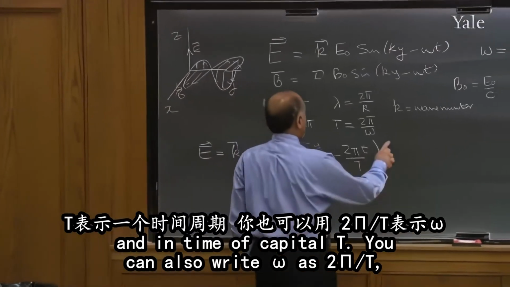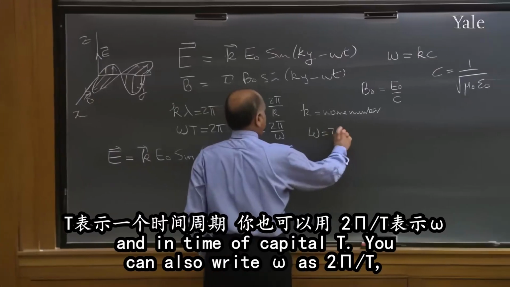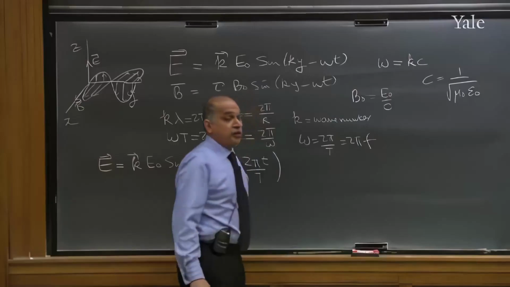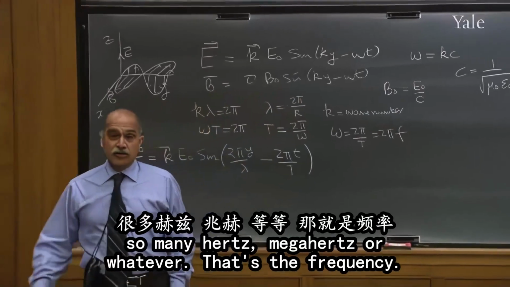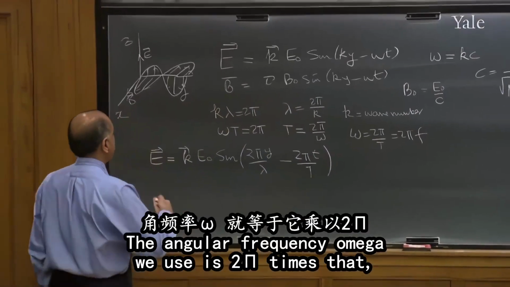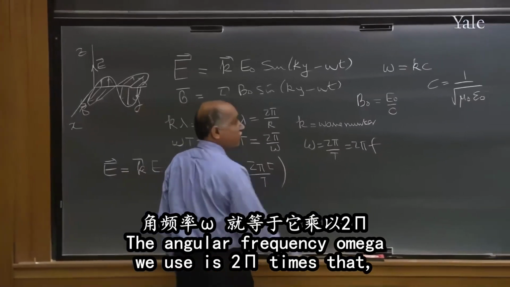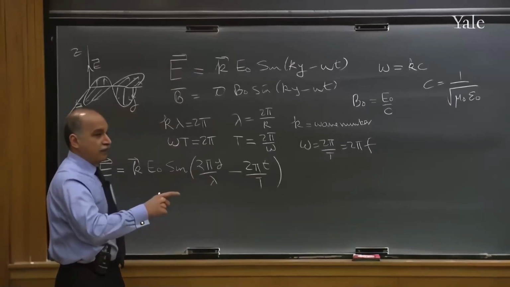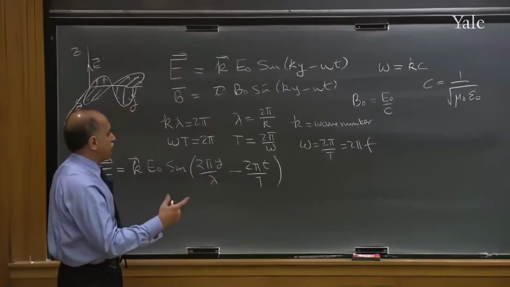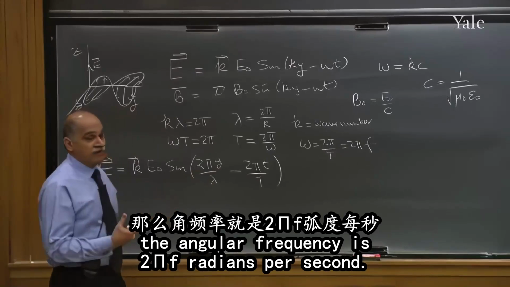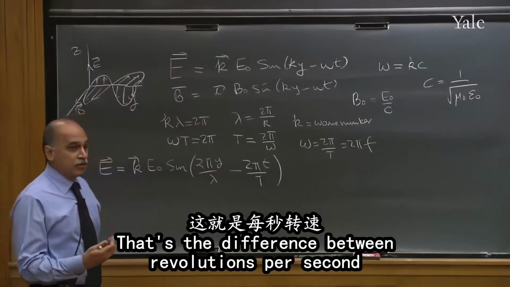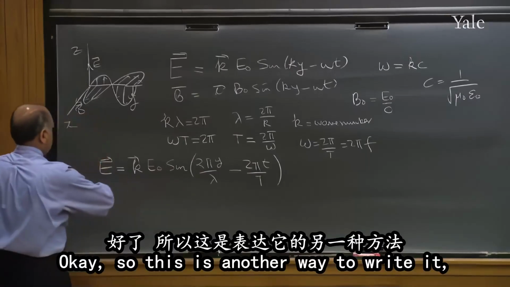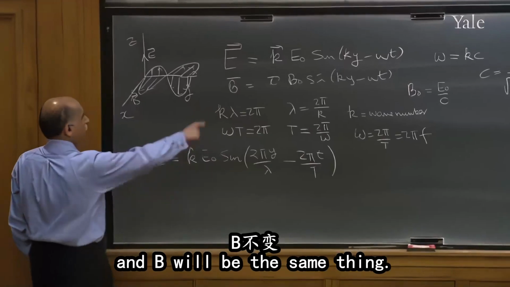You can also write omega as 2 pi over T, but 1 over T is the frequency. This is what we normally think of as frequency. So many hertz, megahertz, or whatever. That's the frequency. The angular frequency, omega, we use is 2 pi times that, because every time the thing completes a cycle, it goes by 2 pi. And if it does f revolutions per second, the angular frequency is 2 pi f radians per second. That's the difference between revolutions per second and radians per second. Okay, so this is another way to write it, and B will be the same thing.